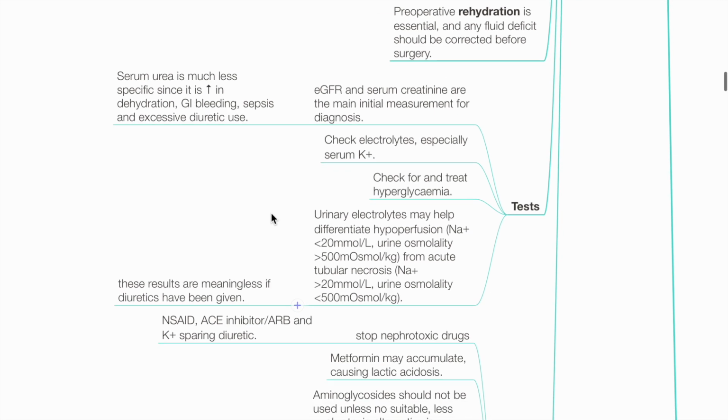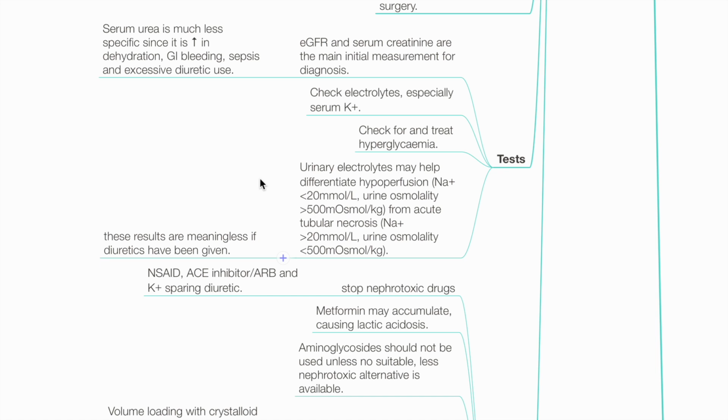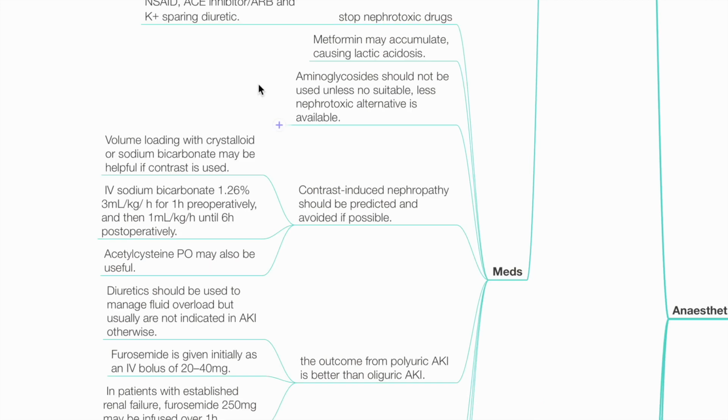Check serum electrolytes, especially potassium. Check and treat for hyperglycemia. Urine electrolytes may help differentiate hypoperfusion from acute tubular necrosis, but these results are meaningless if diuretics have been given. Medications. Stop nephrotoxic drugs such as NSAIDs, ACE inhibitors, ARBs, and potassium-sparing diuretics.